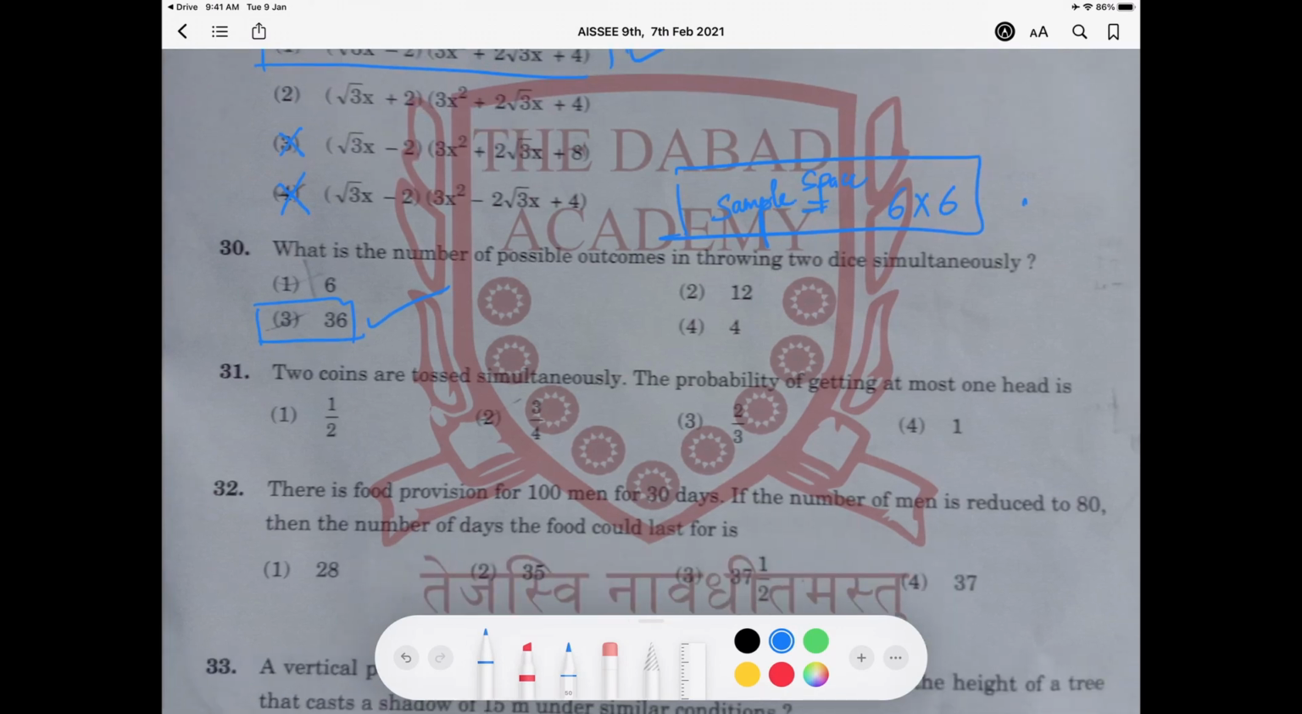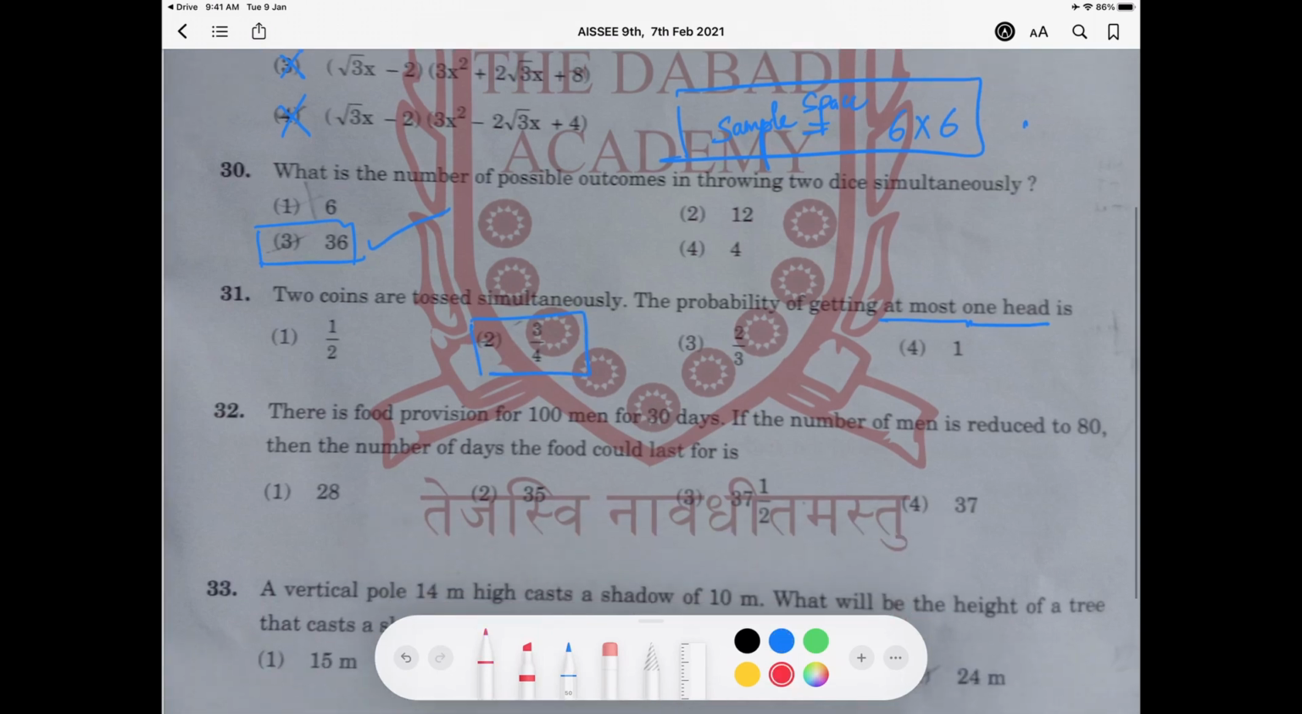In question number 31, 2 coins are tossed simultaneously, okay, so the probability of getting at most 1 head, that would be 3/4, which is option number B.